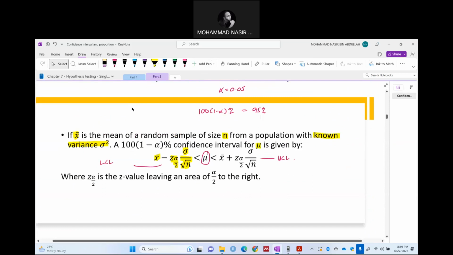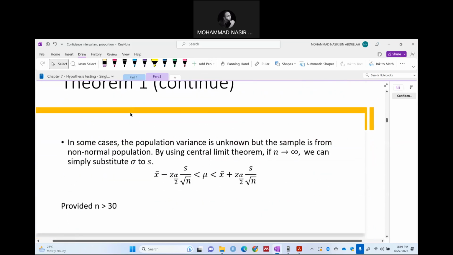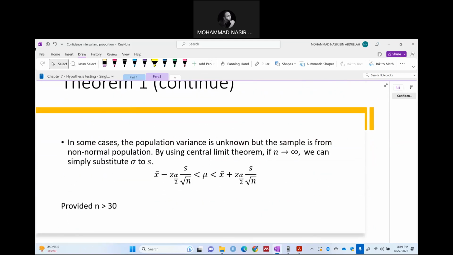Right. So this is theorem number 1. So if population variance is unknown, right? As I said before, population variance unknown. The sample is non-normal distribution, right? We can use central limit theorem when sample size is approaching infinity by using Z distribution, with S divided by square root of N. So we change the margin of error, right?